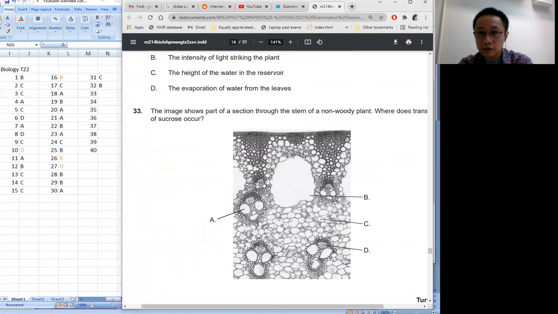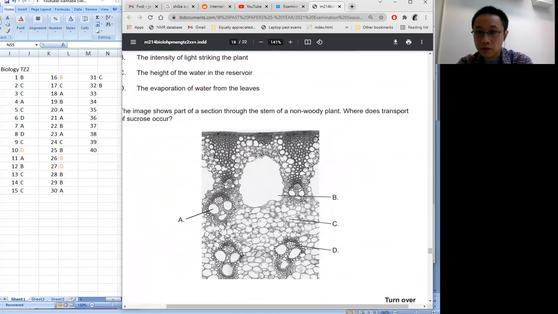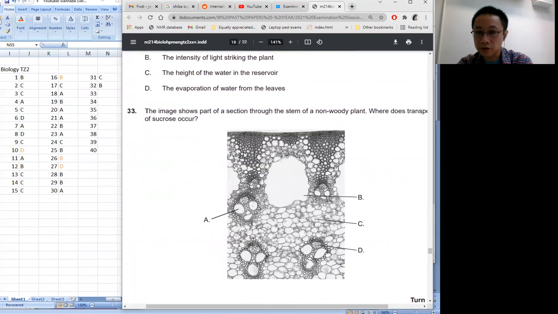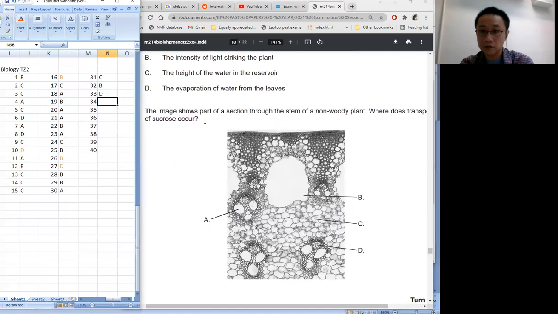33 is a section through the stem of a non-woody plant. Interesting drawing. Where does transport of sucrose occur? You just need to recognize where the phloem is. The big opening represents xylem, and then the top is most likely the bark region. And the phloem should be D, because this entire structure will be a vascular bundle with the phloem closer to the exterior.